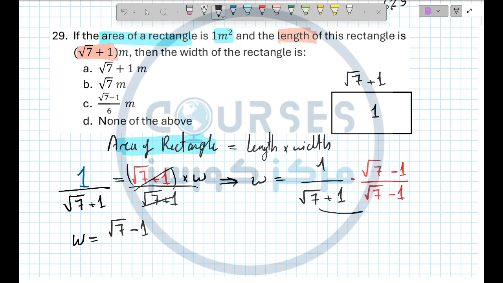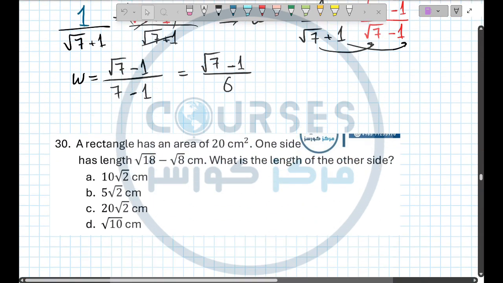In the denominator, we can apply our shortcut, first times first, last times last. Square root of 7 times square root of 7, the square root cancels, so it's a 7. Positive 1 times negative 1 is negative 1. So that's going to be square root of 7 minus 1 over 6, which is C.